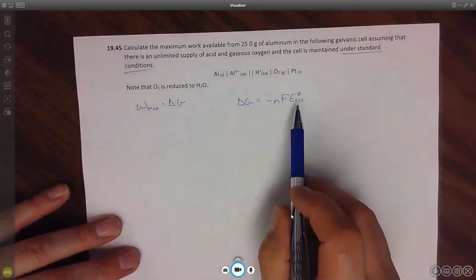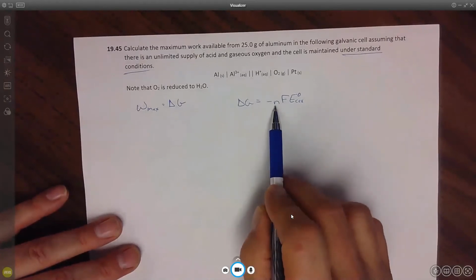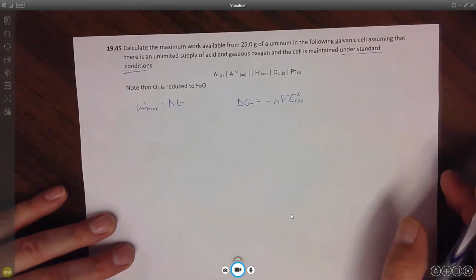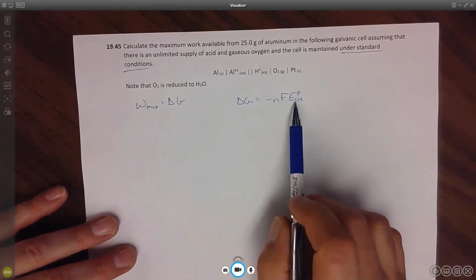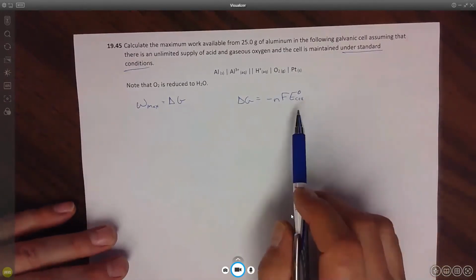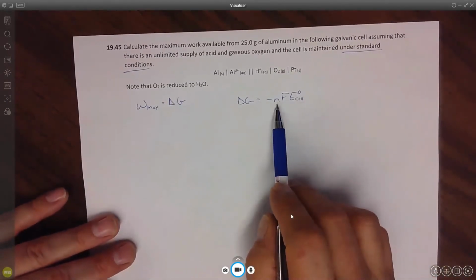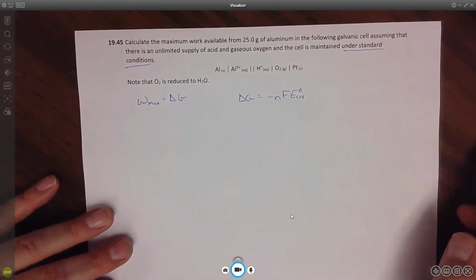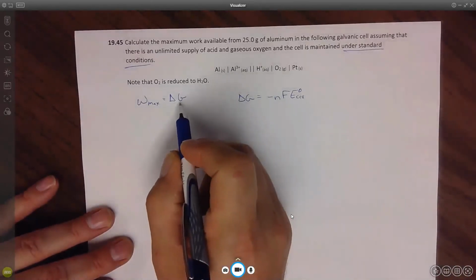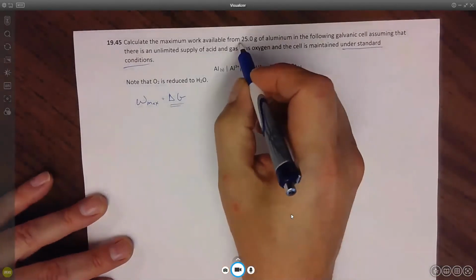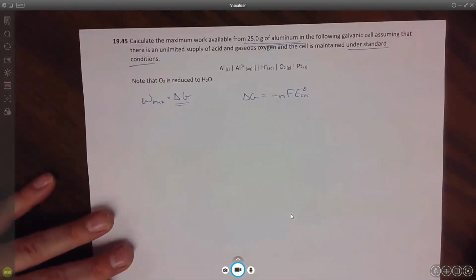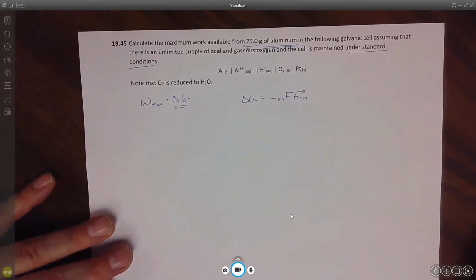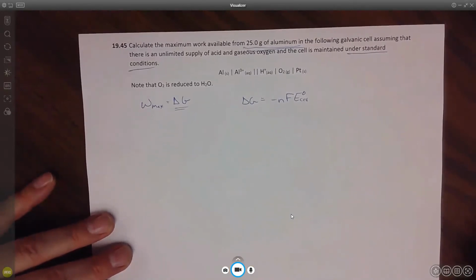Then we're going to need to calculate the cell potential, and we're going to need to know the number of electrons transferred in this reaction. So we definitely will have to start off with writing the half reactions to get the cell potential and the number of moles of electrons transferred. But more importantly, we're going to have to write a balanced thermochemical equation to relate delta G to the number of moles of aluminum. That's the only way we're going to be able to relate the two, so then we can use the molar energy ratio from that balanced thermochemical equation.